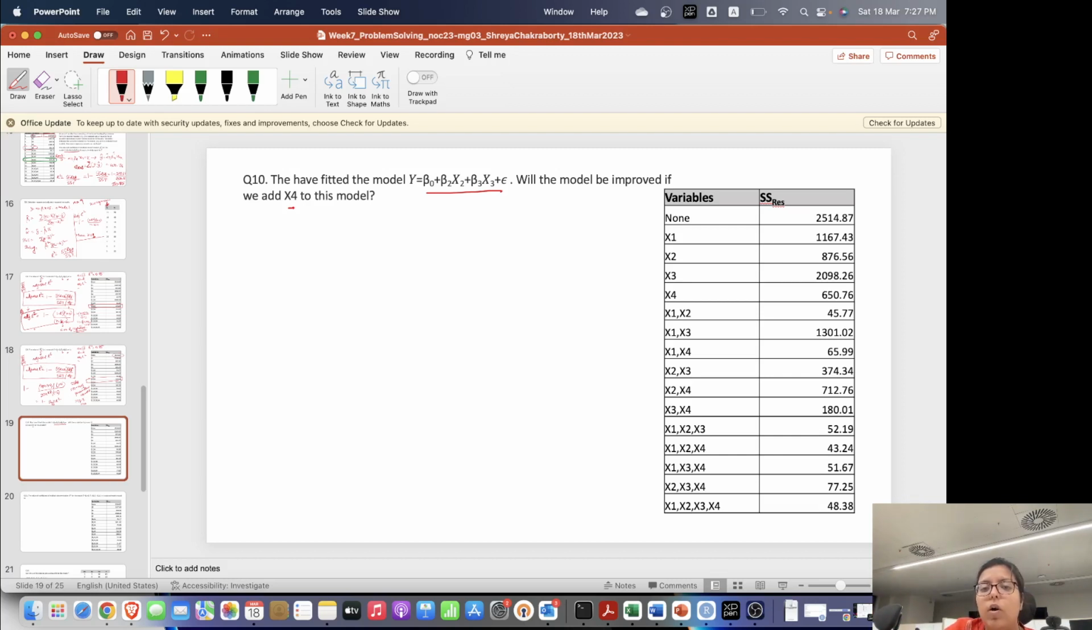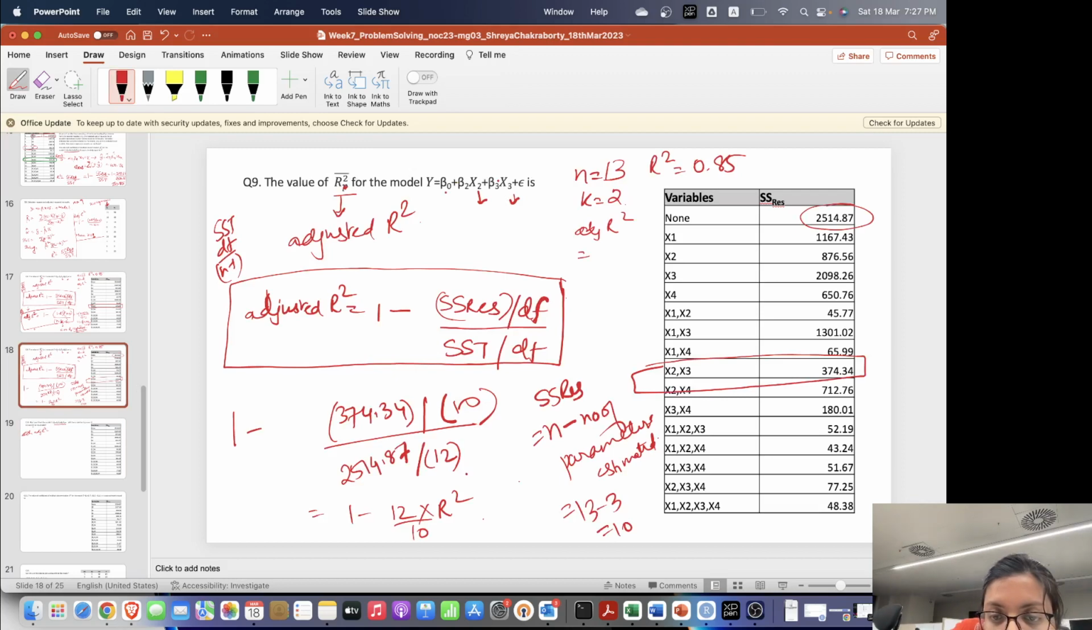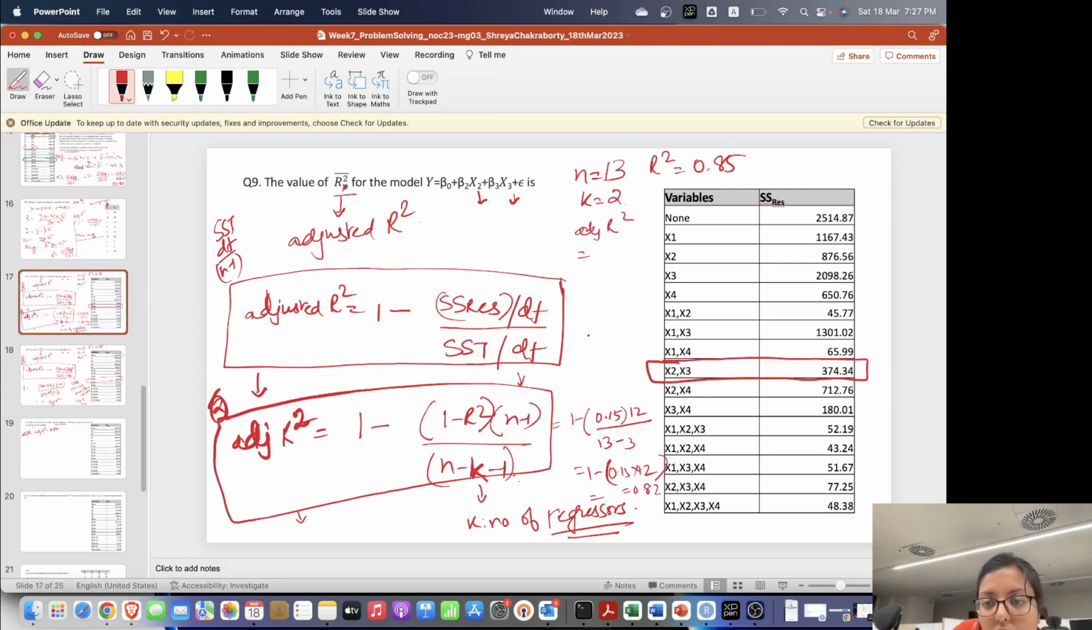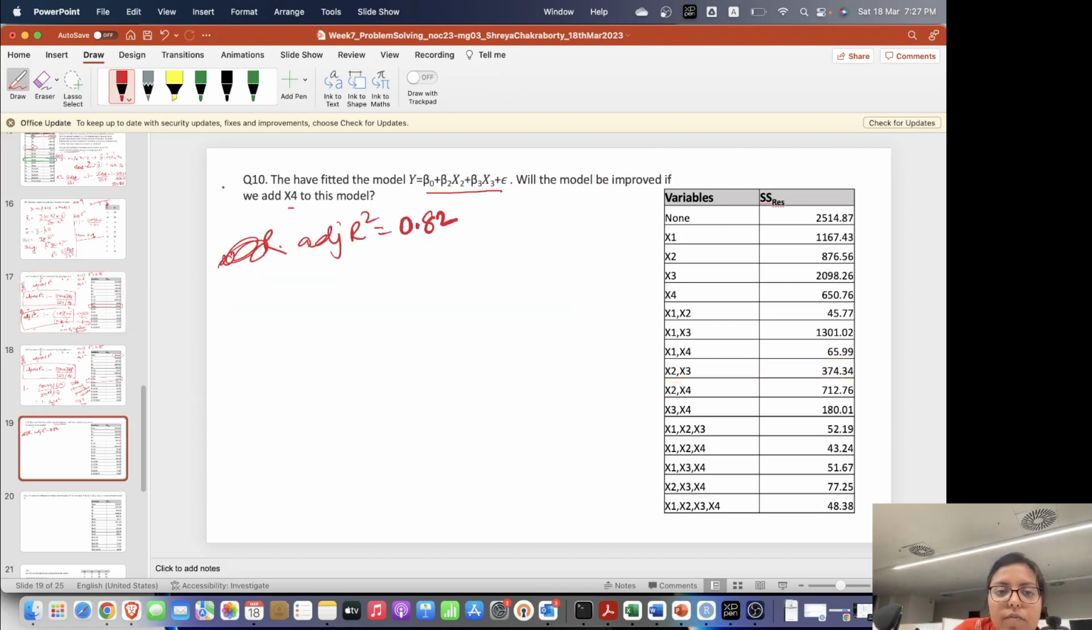So from the previous one, the adjusted R square came out to be something around, what did we get? What was the value of adjusted R square? 0.82 with x2 and x3. If I am not wrong, with x2 and x3 we got, yes, 0.82.